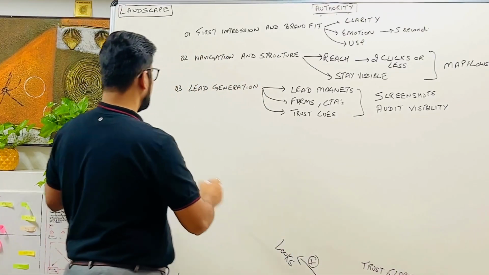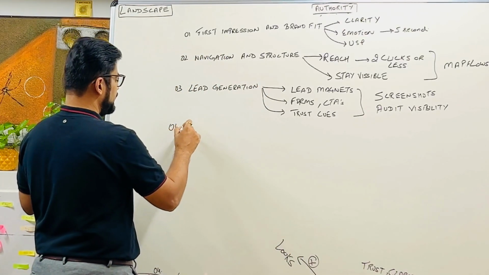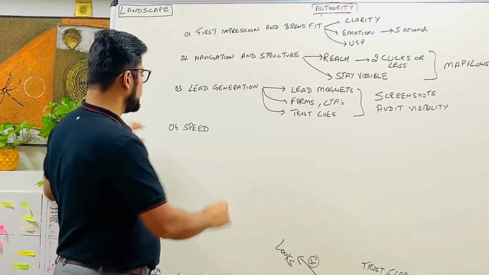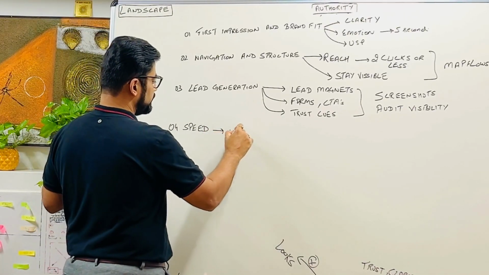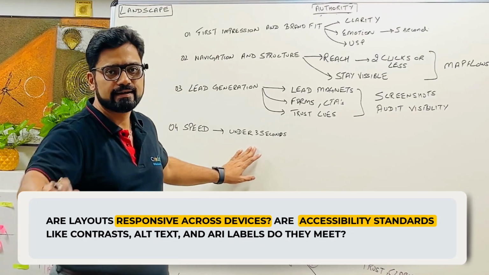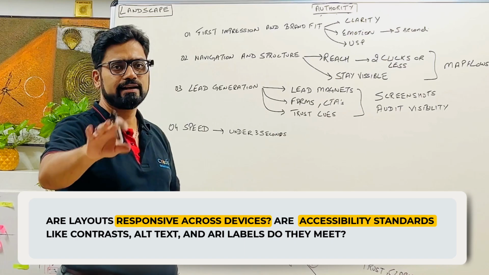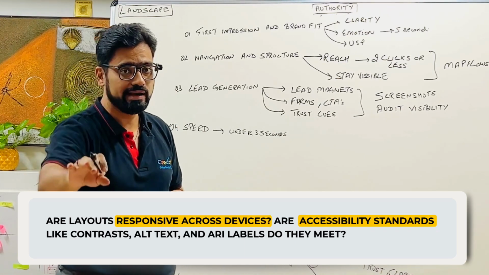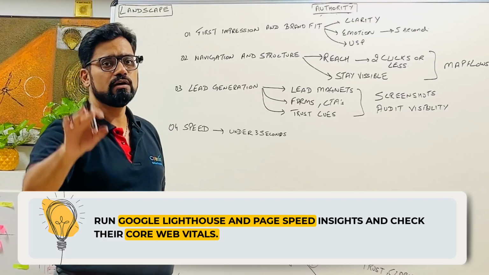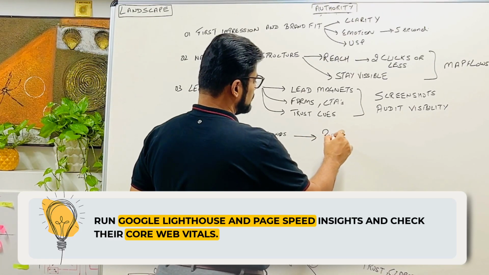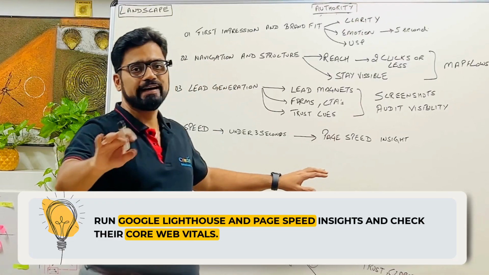Now the fourth thing that you need to check is their speed and technical health. Do pages load under 3 seconds or not? Are layouts responsive across devices? Do they meet accessibility standards like contrast, alt text, ARIA labels? So the tip here is to run Google Lighthouse and PageSpeed Insights and check their Core Web Vitals.